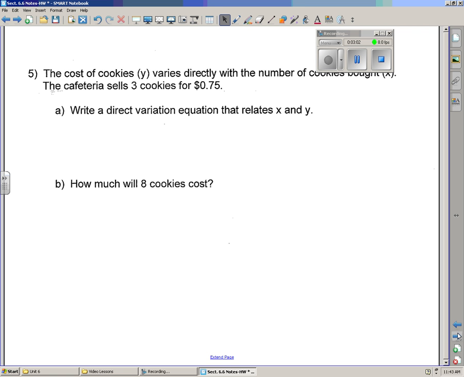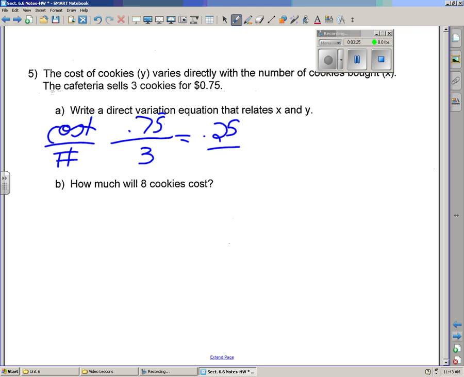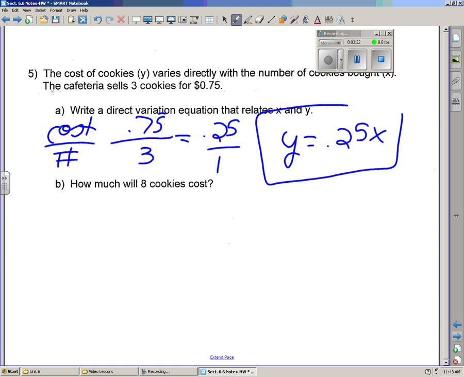The cost of cookies, y, varies directly with the number of cookies bought, which is x. The cafeteria sells 3 cookies for 75 cents. Write a direct variation equation that relates x and y. Well, let's find the constant of variation, the slope, which in this case is the cost per one cookie. If it takes 75 cents for 3 cookies, then it costs 25 cents for 1 cookie. So the cost you're going to pay in the cafeteria equals 0.25x. Remember, if you buy no cookies, you don't spend any money.